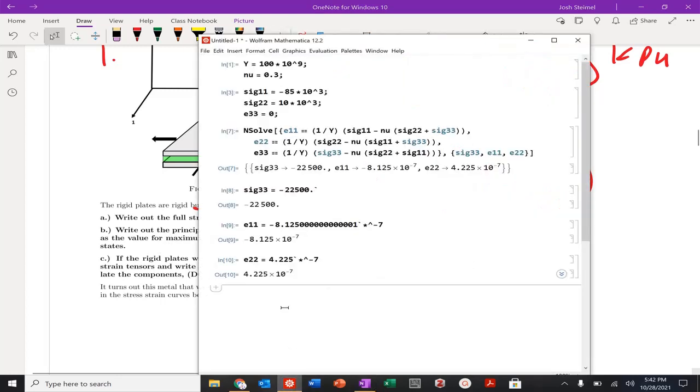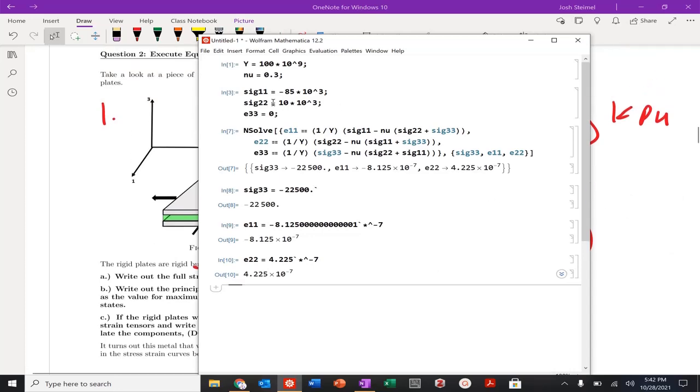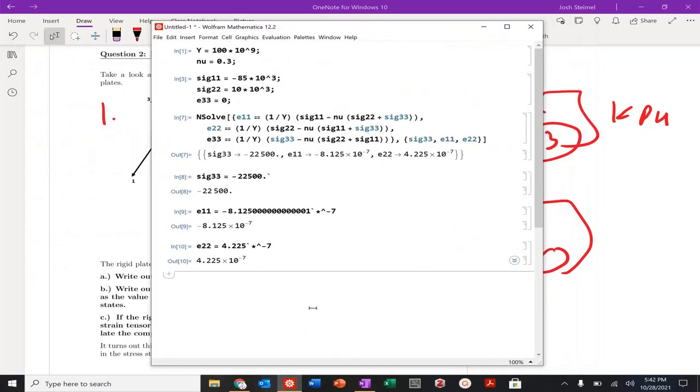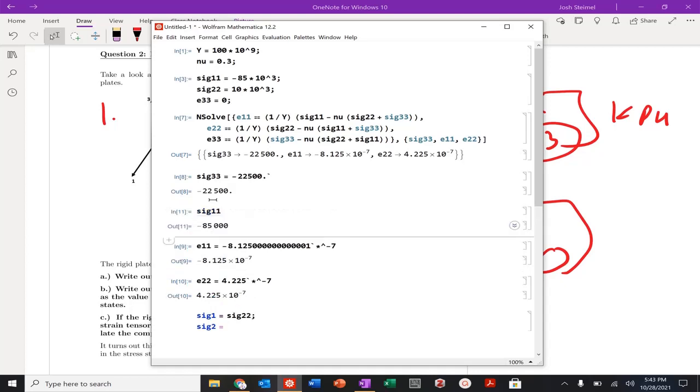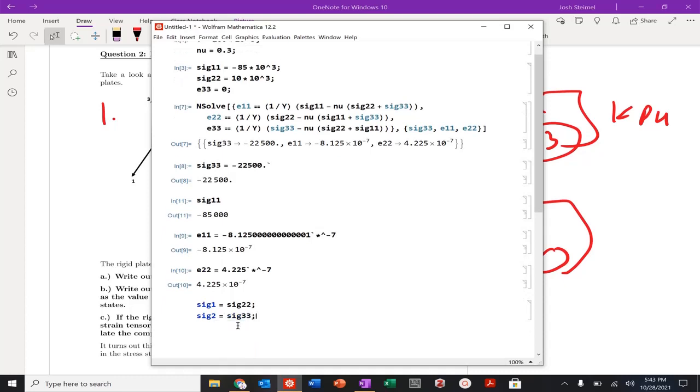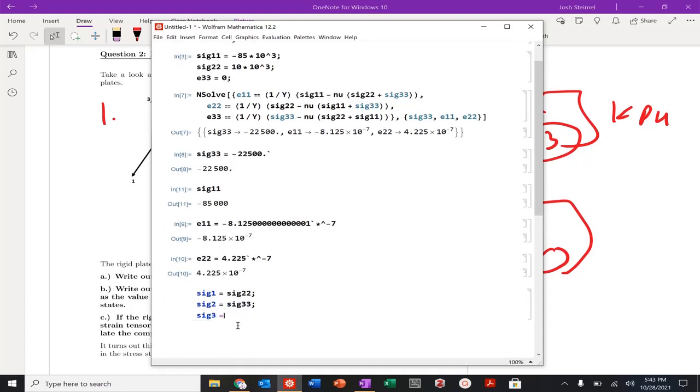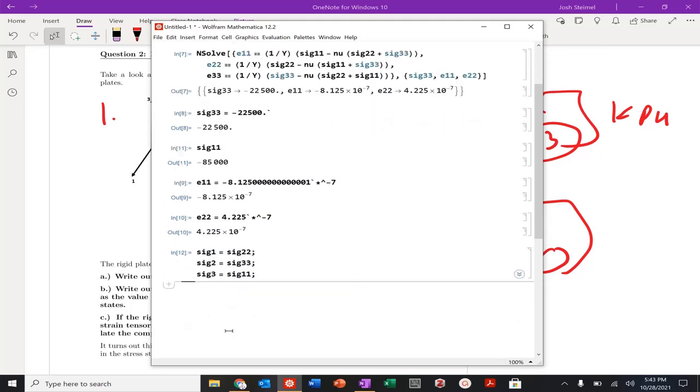So if I look at my stress tensor, actually up here, I see that I have sigma 1,1, sigma 2,2, sigma 3,3. So I am already in my principal stress state. So my sigma 1 is equal to sigma 2,2. My sigma 2, because again, I'm looking at the actual real numerical value, so if it's positive, it's greater than the negative. Let me look at sigma 1,1. Yeah, so sigma 2 is equal to sigma 3,3, and sigma 3 is equal to sigma 1,1. So those are those values.